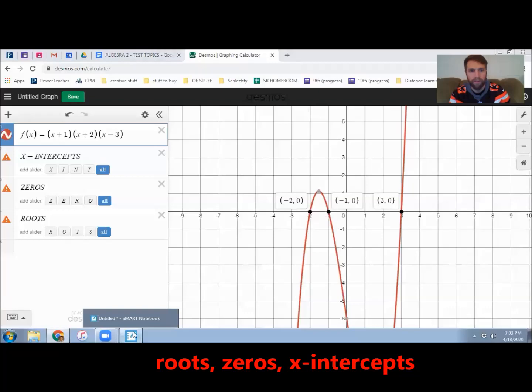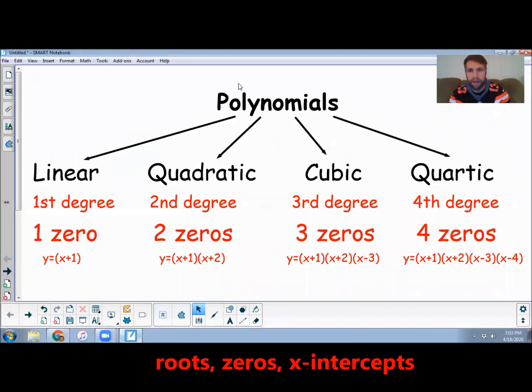So a little bit of vocab for us. Polynomial is the big umbrella idea, but you can have a line. That is a first degree polynomial, meaning there's 1 zero, there's 1 x in it. Quadratic, we know that as a parabola, that's a second degree. There are 2 zeros, there are 2 x's.